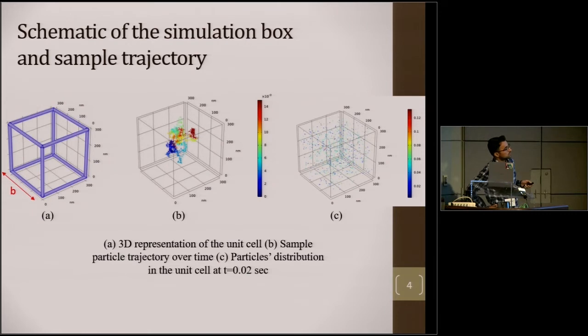Figure A shows the unit cell used in our simulation. Here, the edges show the polymer chains, and B shows the average mesh size of the mucus, and we impose periodic boundary conditions on all walls to approximate an infinite system. Figure B shows a sample particle trajectory over time, and the color bar shows the elapsed time. And figure C shows the distribution of the particles at the end of the simulation, and the color bar shows the particle's velocity.